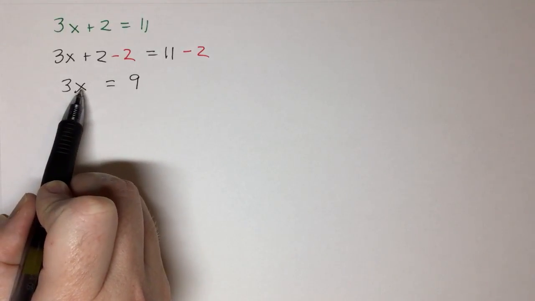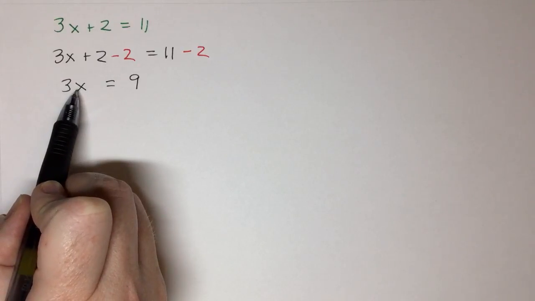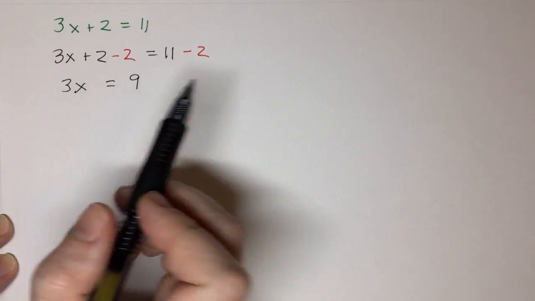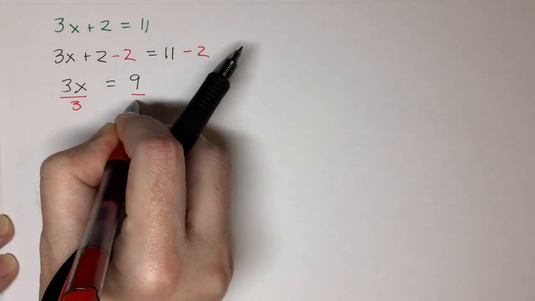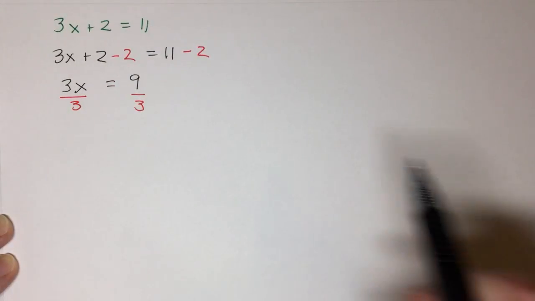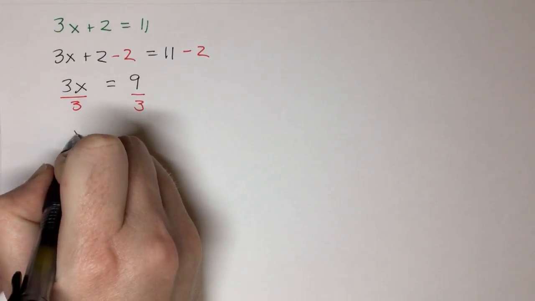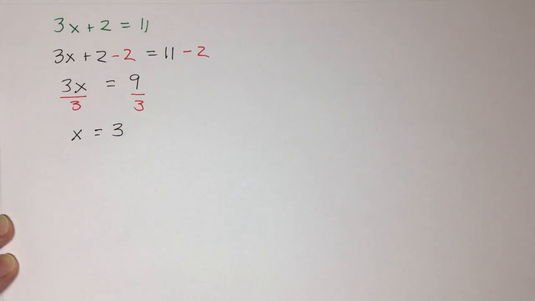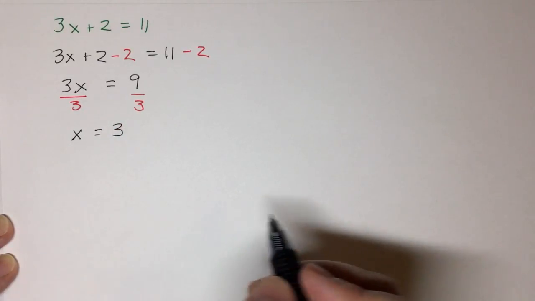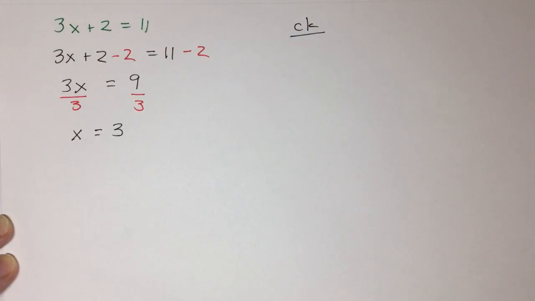To get x by itself, I need to get rid of the 3. The 3 is stuck with the x by multiplication, so to undo multiplication, we divide. I'm going to divide both sides by 3, because again, I want the x by itself. I want the coefficient to be 1. 3 over 3 just gives me x, and 9 divided by 3 gives me 3. X equals 3. Now, it's always a good idea to check your work.